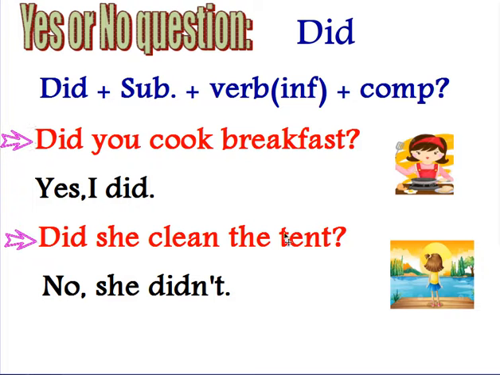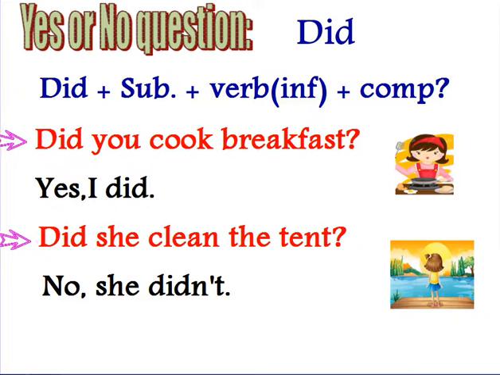Did she clean the tent? If we look at the picture, what did she do? She watched the sunrise. So of course, I'll answer no. No, she didn't. I make the switch between did and she, so I answer she did. And with no, I must add not to did. So I say, no, she didn't.